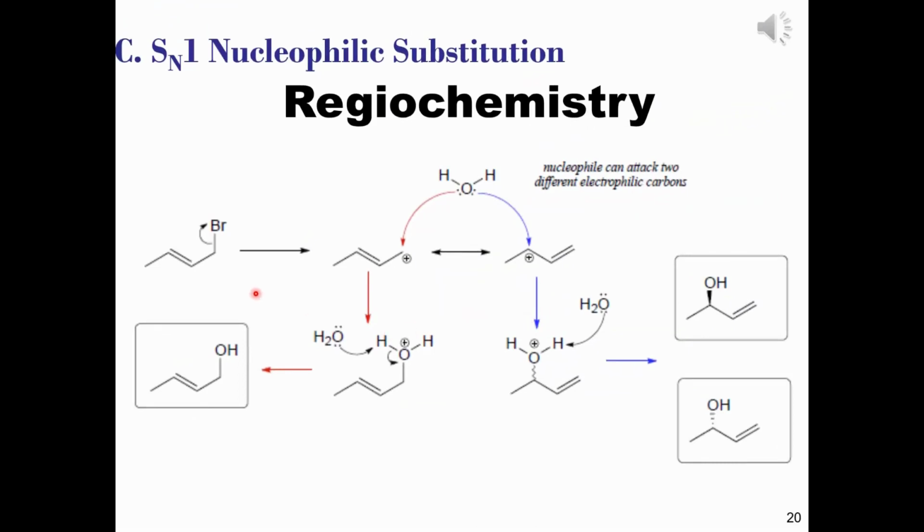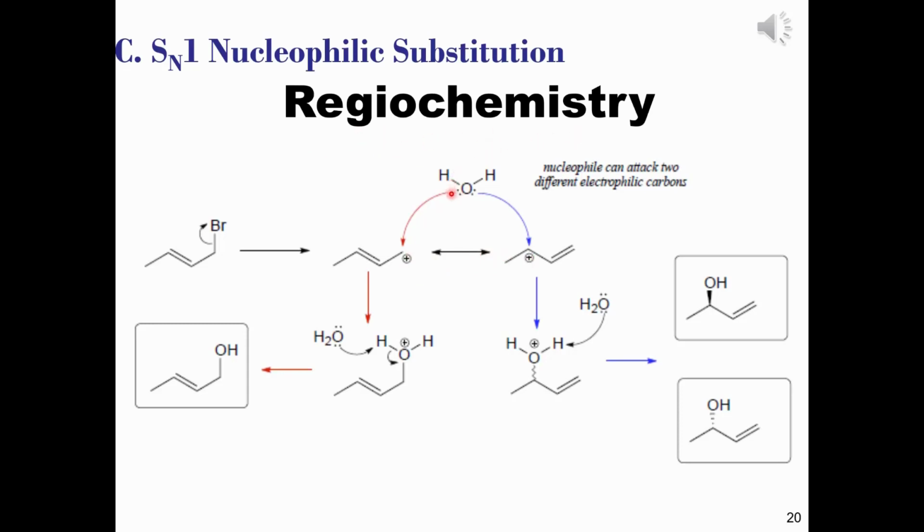So if the bromine dissociates, then the positive charge that remains can be resonance stabilised, and this will lead to two different carbocations. So just as there is choice for attack from the top or the bottom, and this will dictate the stereochemistry, there's now also a choice for the location that the water molecule can attack these carbocations. And this is called the regiochemistry of the reaction.